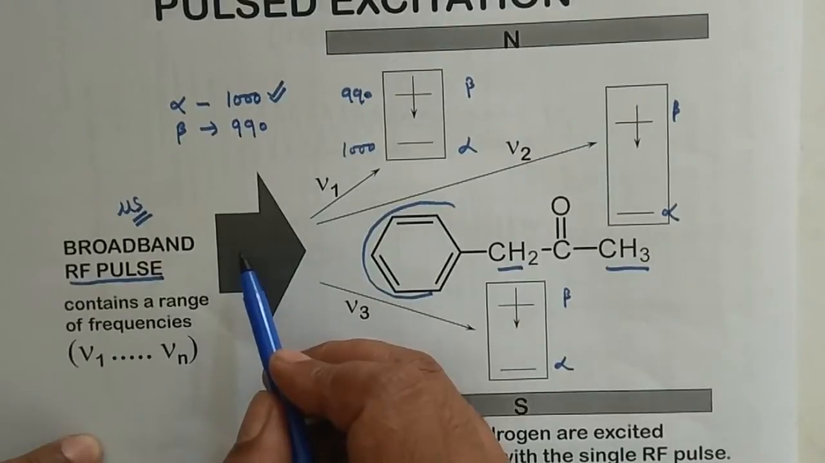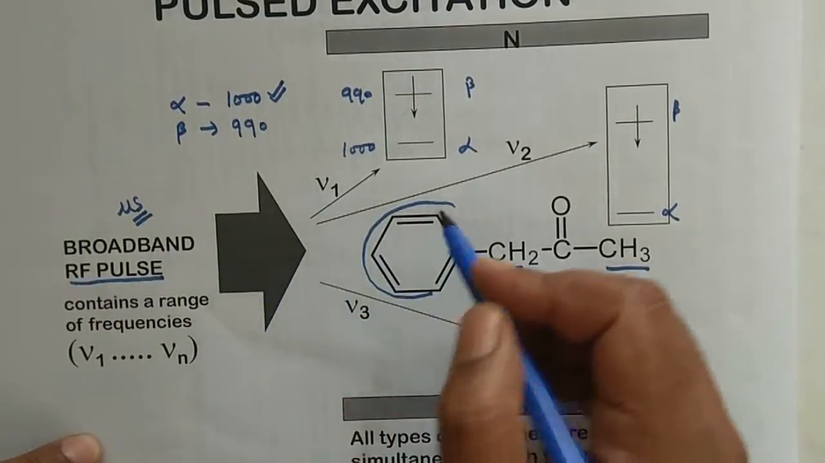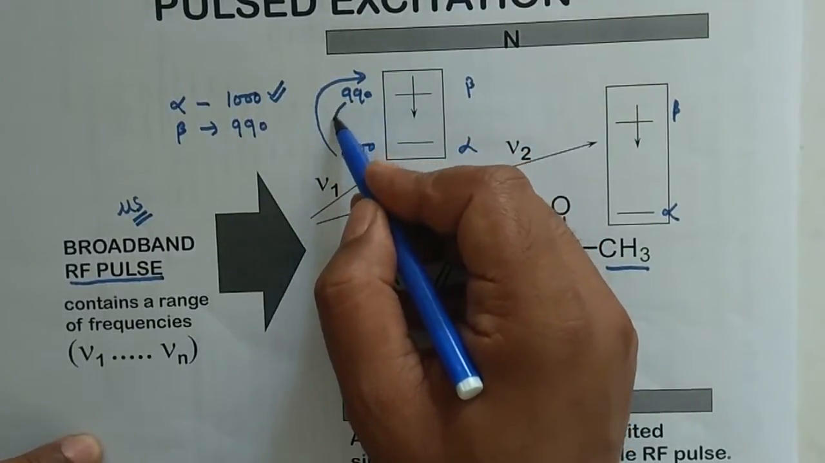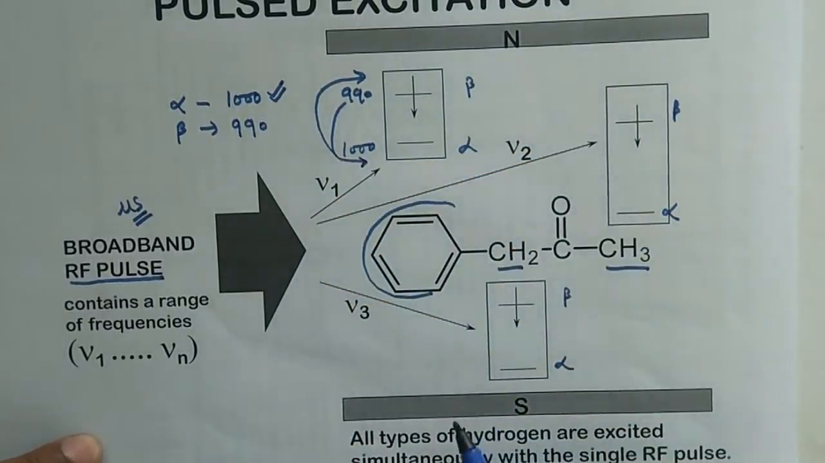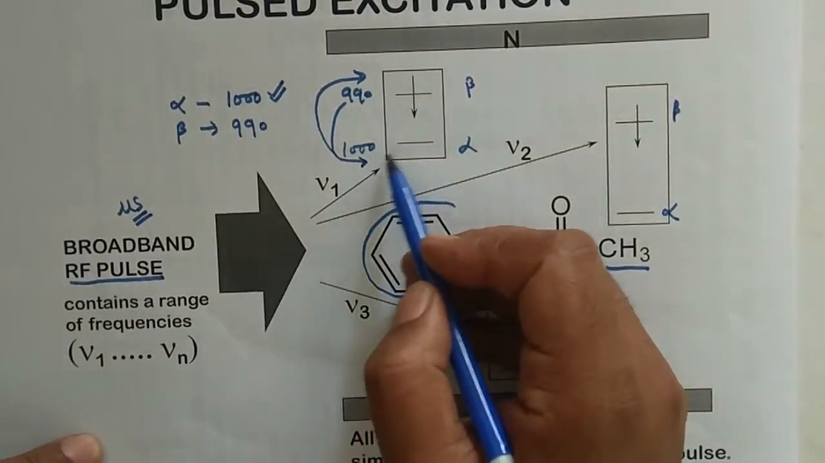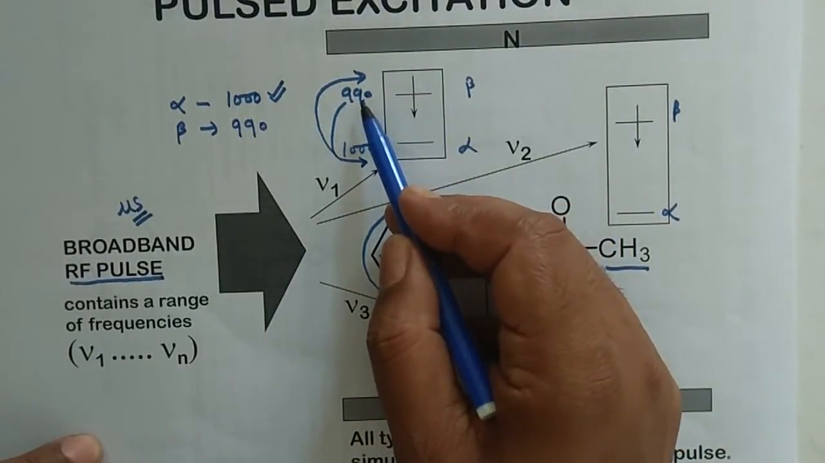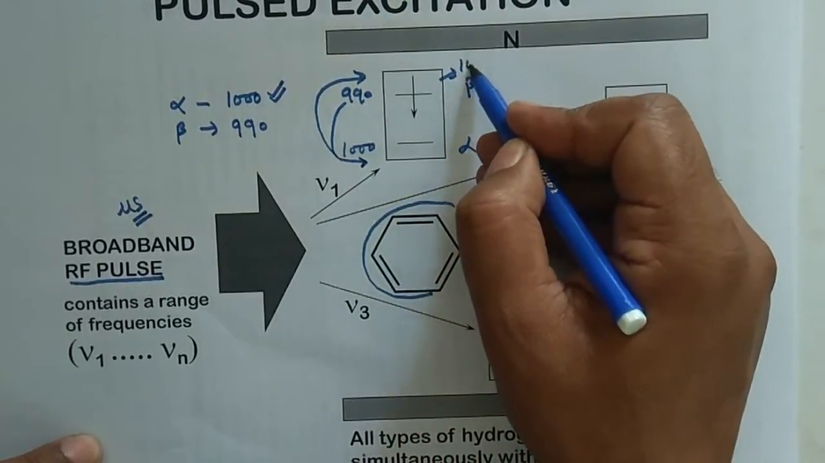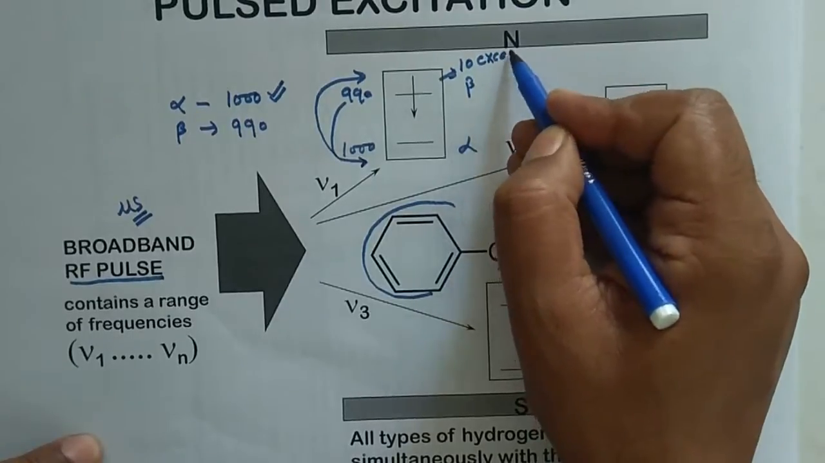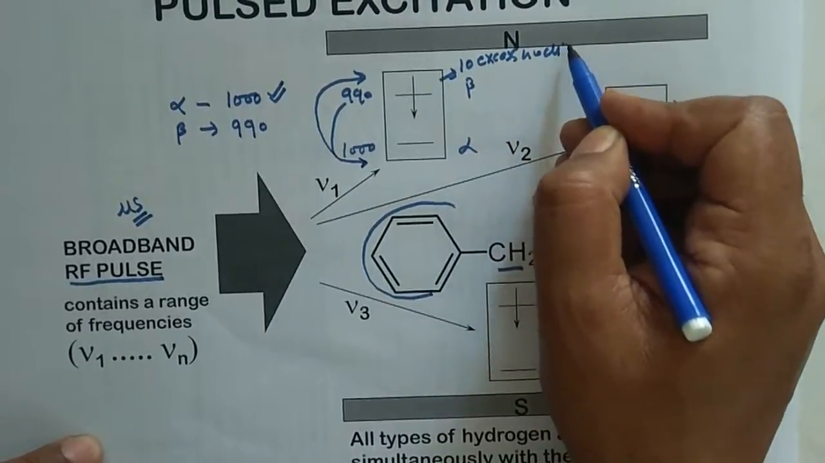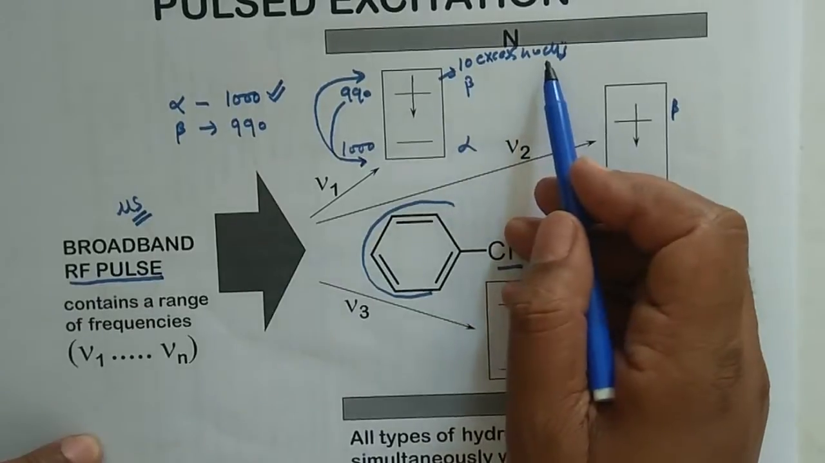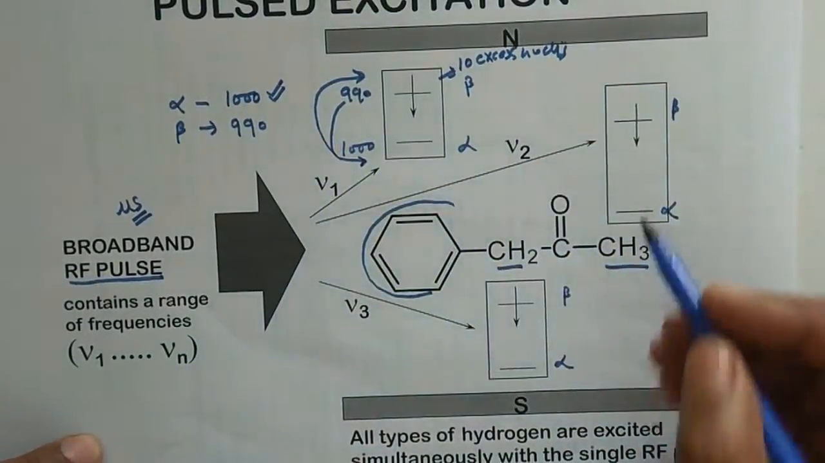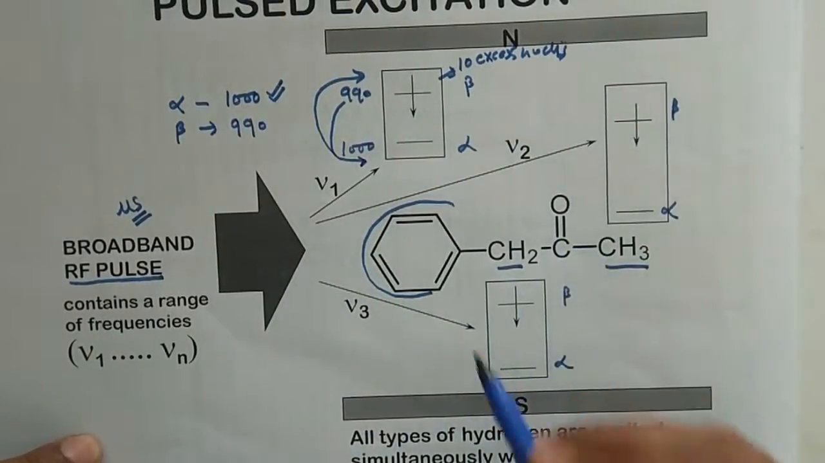When I pass this RF radiation or RF pulse, what would happen? Alpha would excite to beta and beta would come back to alpha. So 1000 are going up and 990 are coming down, so in total I am having 10 excess nuclei here. This concept is very, very important, and these 10 excess nuclei will give you the NMR signal.